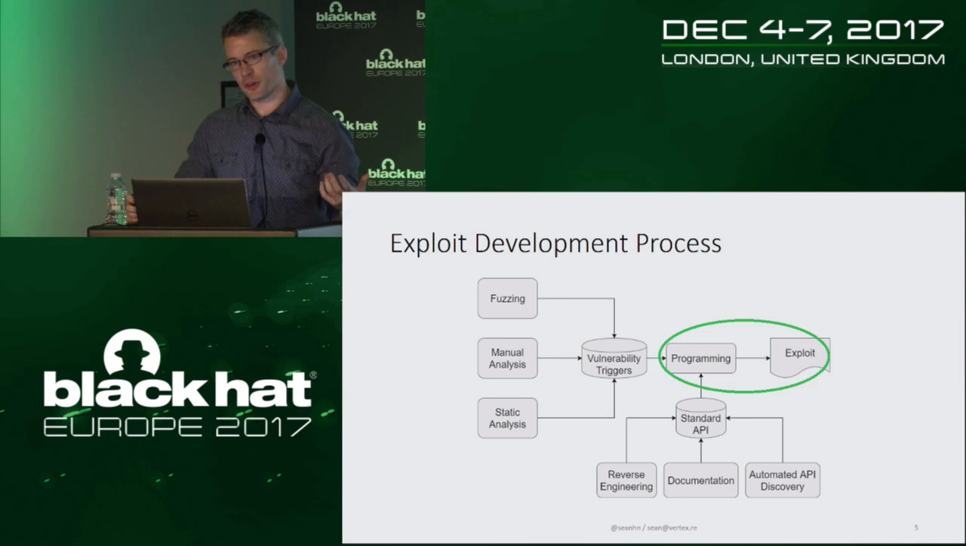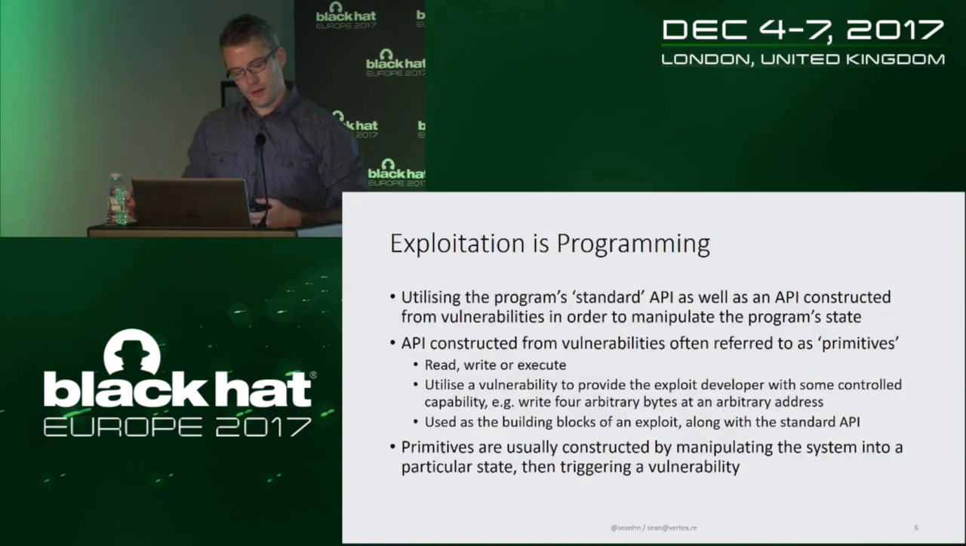So once we have vulnerability triggers and we know how to interact with the program normally, how do we combine these two things in order to achieve whatever ends that we want? Typically, when we're doing exploit development, we want to build our own API, which is separate from the standard API provided by the program, around these things we call primitives most of the time. So we have read, write, or execute primitives, and what they do is they provide the attacker with the ability to, say, read a particular memory location, write a memory location, or execute code at a particular memory location. And these, along with the standard API, are what we'll typically consider to be the building blocks of an exploit.